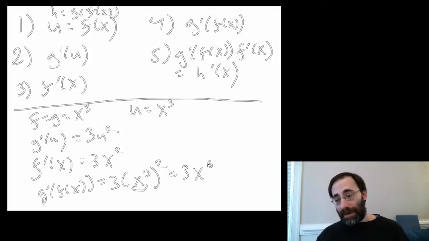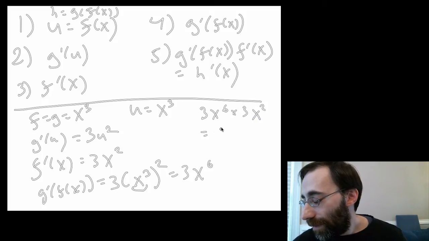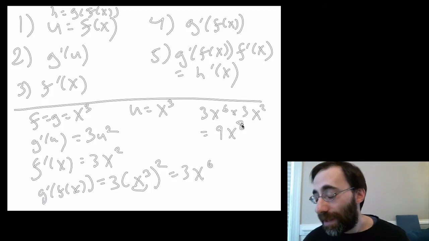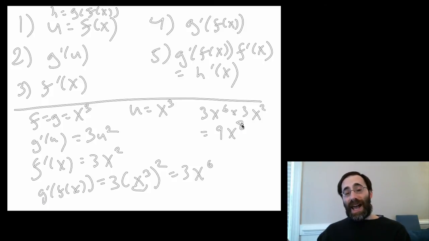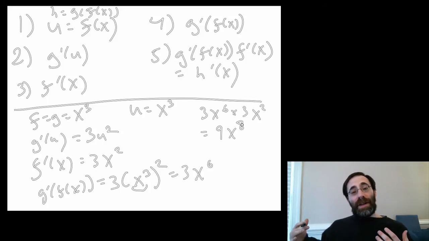And the last step is to multiply that times f prime of x. f prime of x is 3x squared. So we have 3x to the 6th times 3x squared equals 9x to the 8th, which is exactly the same as the derivative of x to the 9th you would get if you just used the power rule and pulled the 9 down and subtracted 1 from the power of x. So that checks out, and that's how you use the chain rule.